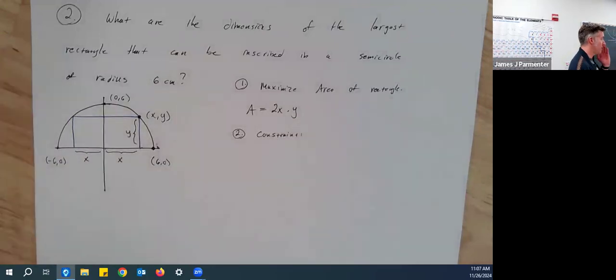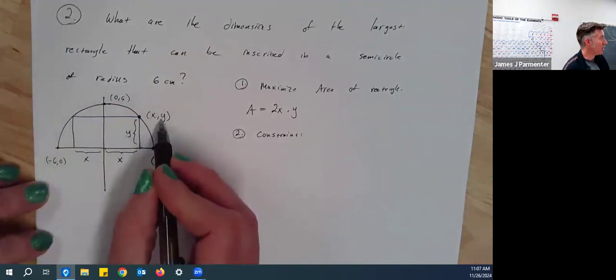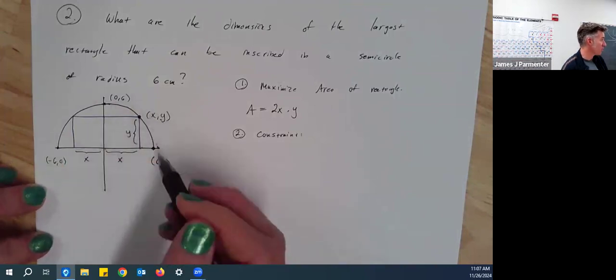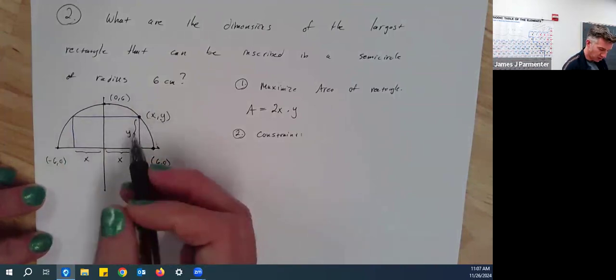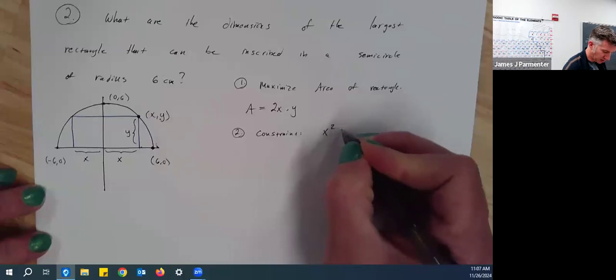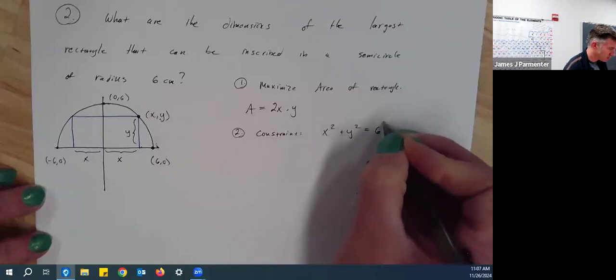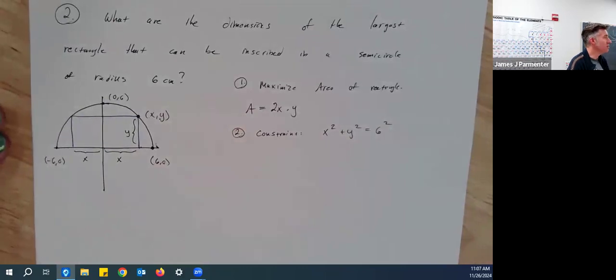Here our constraint is that the upper right corner of the rectangle is touching the circle, the semicircle. So this point, x comma y, also satisfies the equation of the circle of radius 6. In other words, our constraint is x squared plus y squared equals 6 squared. And in general, that's a pretty good thing to remember: if you have a point that's stuck on a function, it meets the requirement of the equation of that function. If you're on the parabola y equals x squared, then great, that's your constraint, y equals x squared.